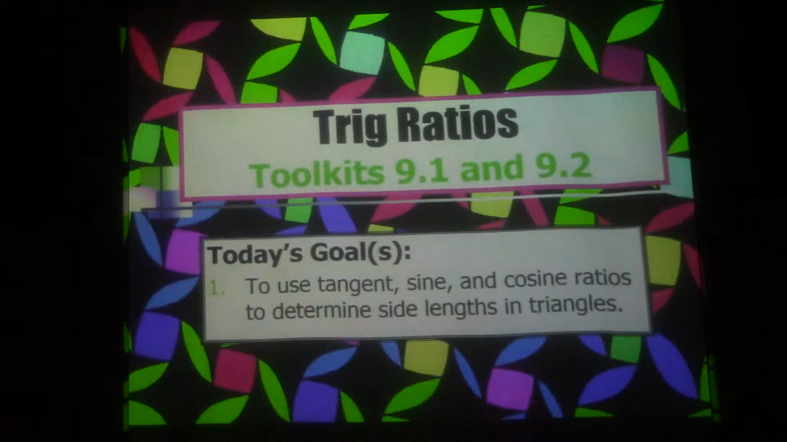We're going to go over 9.2. Well, actually, it'll be a combination, but we're going to go over 9.2. We're going to use sine and cosine now to find side lengths as well as angle measurements.